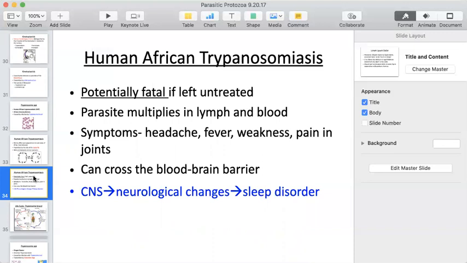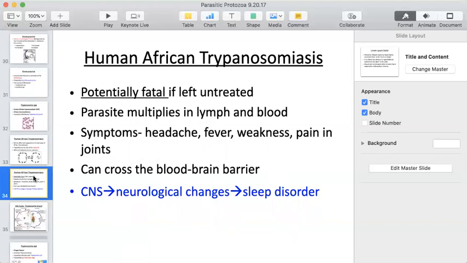Symptoms of this infection include headache, fever, weakness, and pain in your joints. It's so serious that it can cross the blood-brain barrier, and not very many organisms can do that, but this one certainly can. And so it can cause damage in the central nervous system.